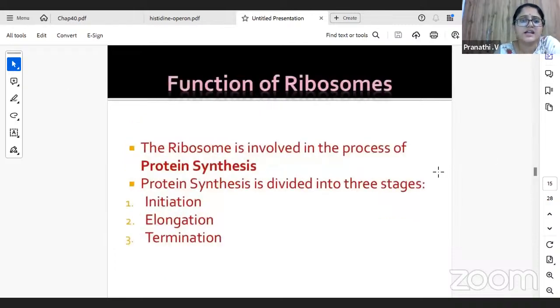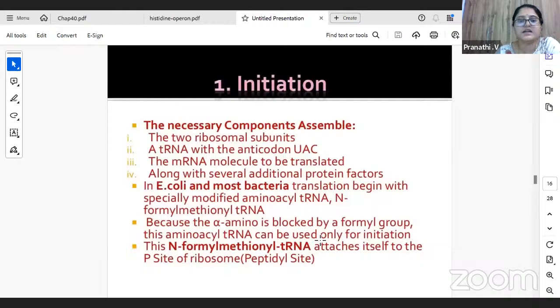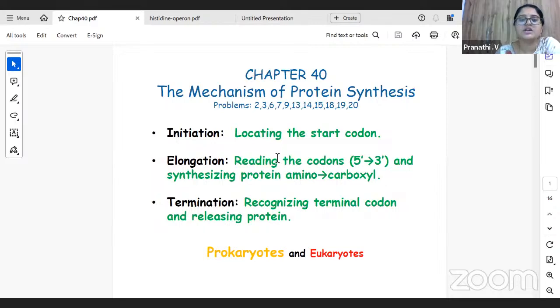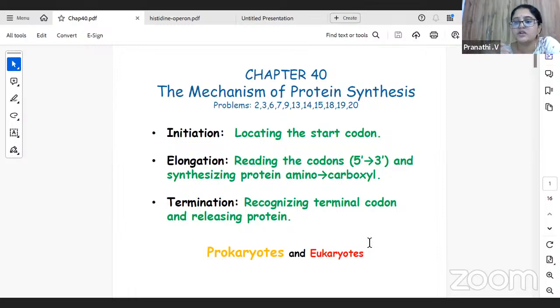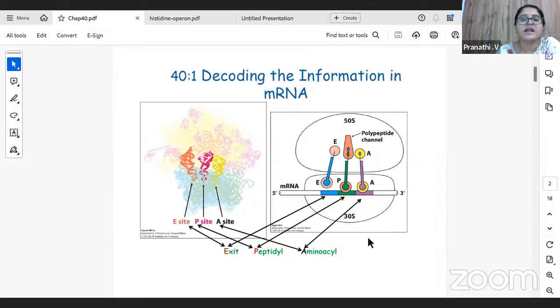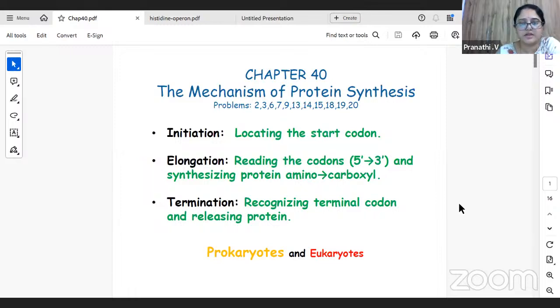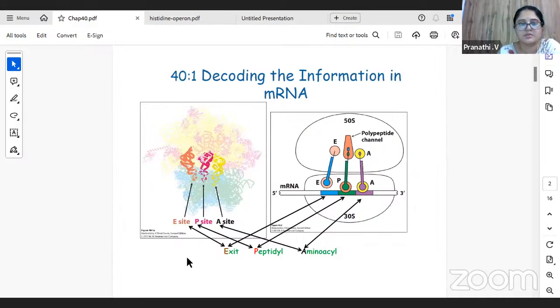Now, in translation, that mRNA, whatever is present, is going to be translated so that you get functional proteins. Protein synthesis is again of 3 types, we'll come to that: initiation, elongation and termination. It is done in both prokaryotes and eukaryotes, and it is always in the 5 prime to 3 prime direction, that is, from the amino end of the protein, of the mRNA, to the carboxyl end.